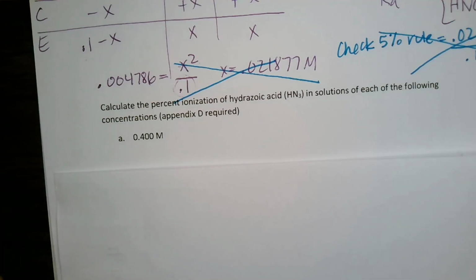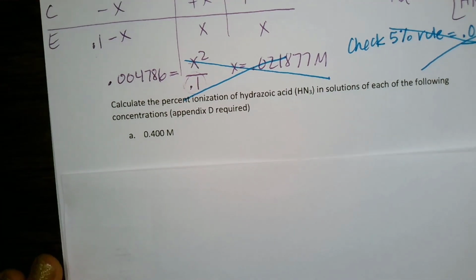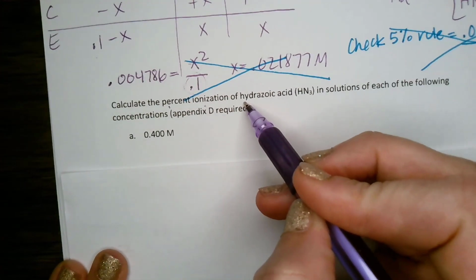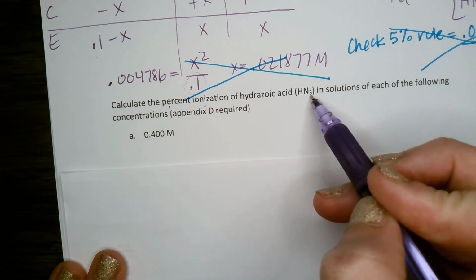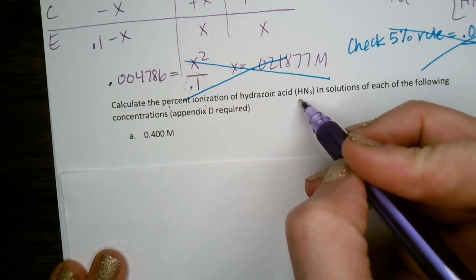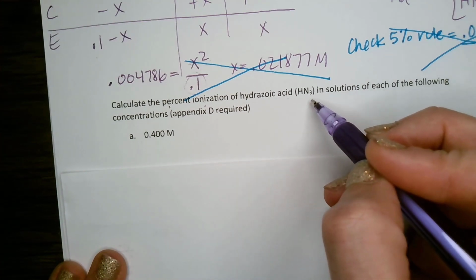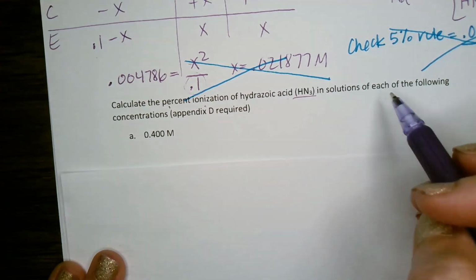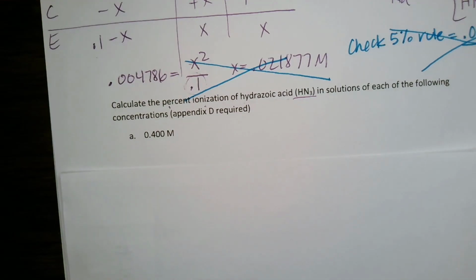All right, our second and our last problem for this little set that we're doing is looking at the percent ionization of hydrazoic acid, HN3, not to be confused with ammonia, which is NH3. That's a base. Hydrazoic acid, HN3, for each of the following concentrations. So we need to have that appendix D because we need to know the Ka for hydrazoic acid.